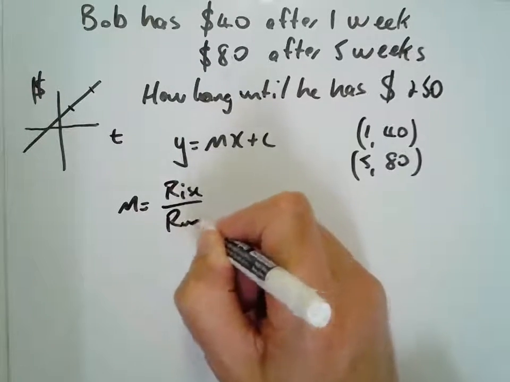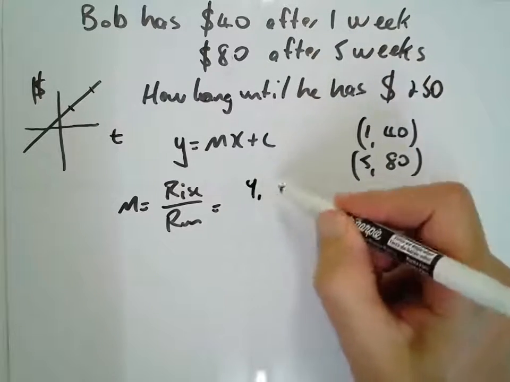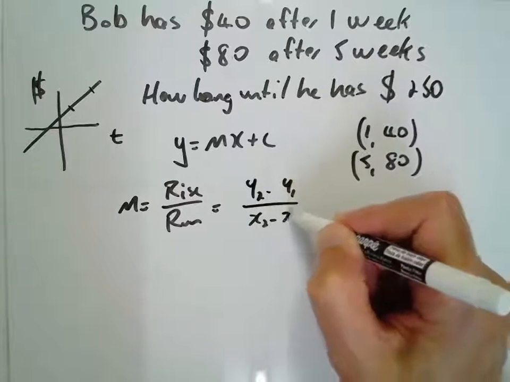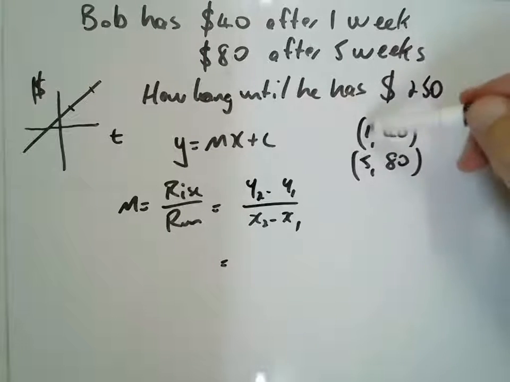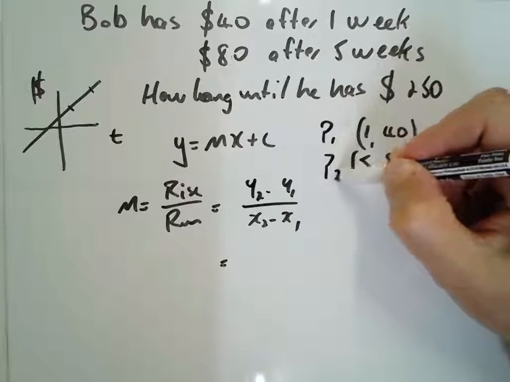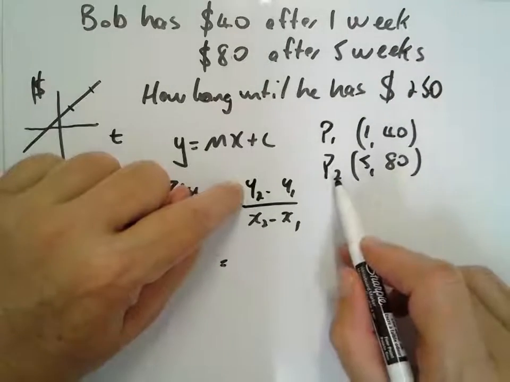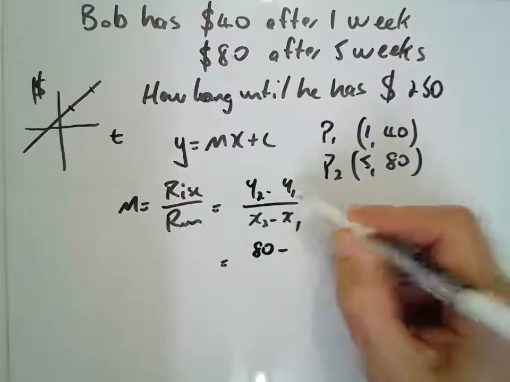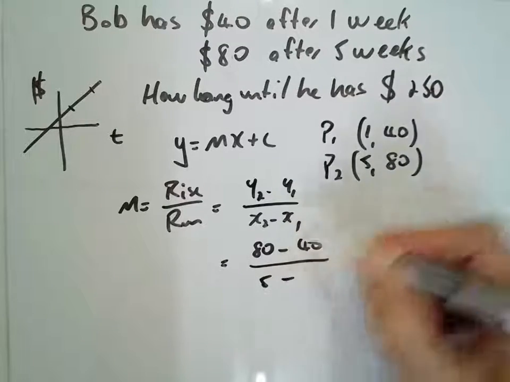Definitely rise on run. Rise is the vertical change, so that's our y-axis, y2 minus y1. And here, remember, we want to label our points in order of the x. So the 1 comes before the 5. This is my point 1, and that's my point 2. So y2 comes from point 2, and the y is the second value. So it's 80 minus y1 on x2 minus x1.